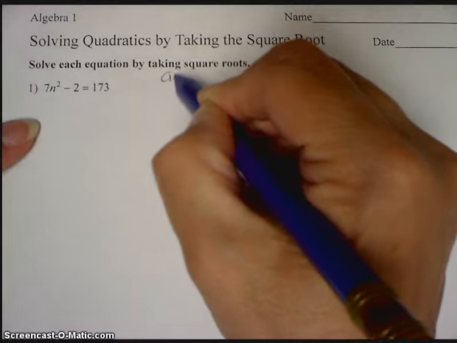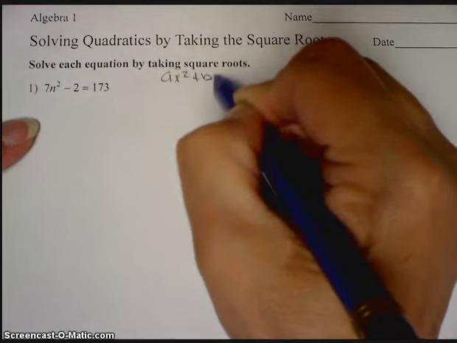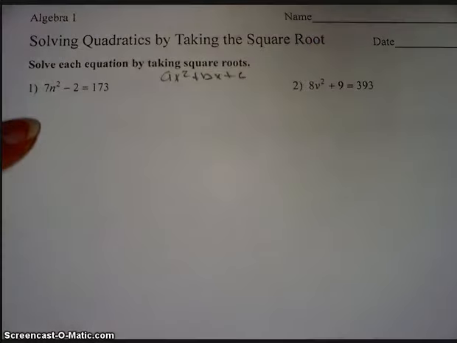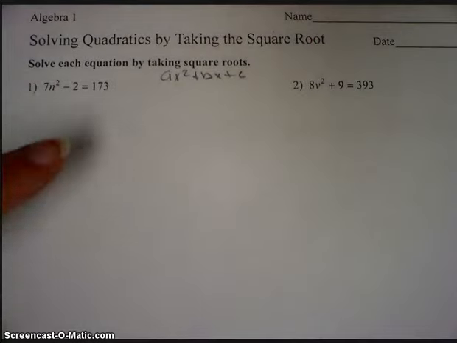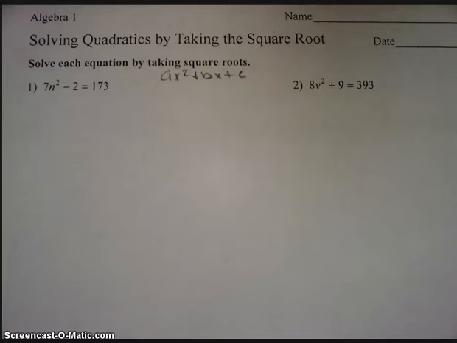Remember, when I talk about the b term, your standard form of your quadratic is this form. So when I'm missing the middle term, the b term, the one with the plain x, the linear x, is when you would solve by square roots.